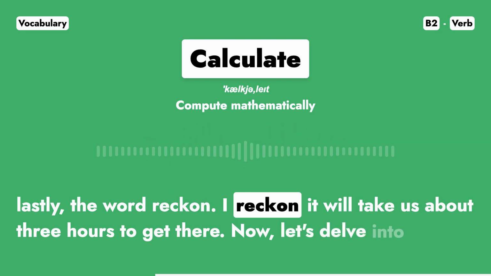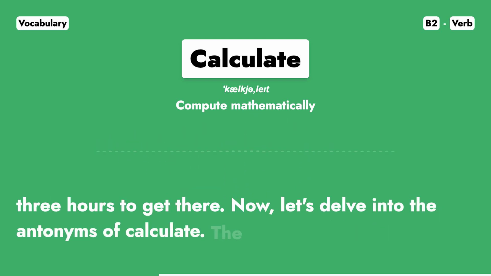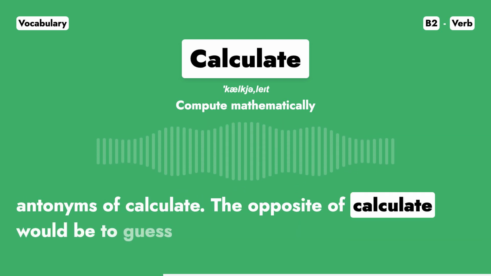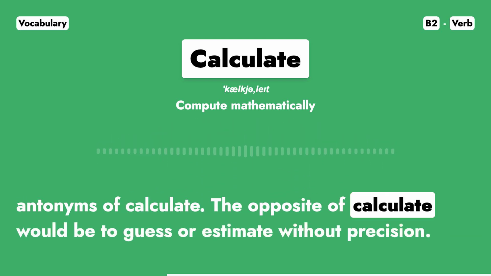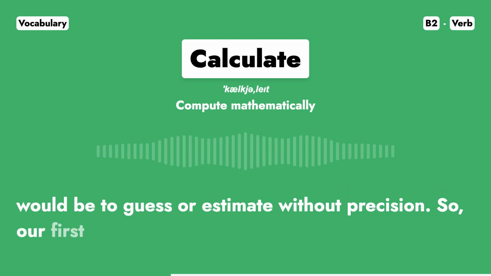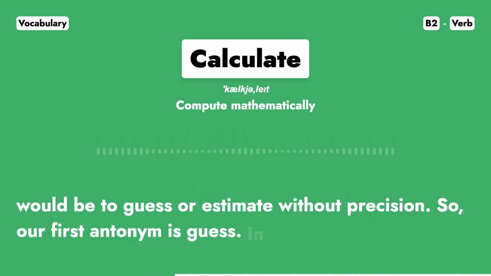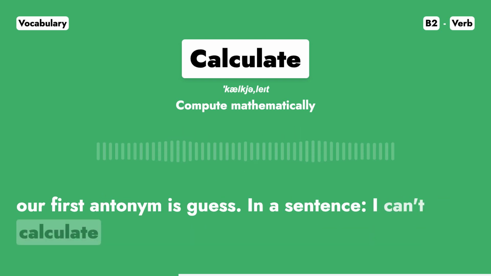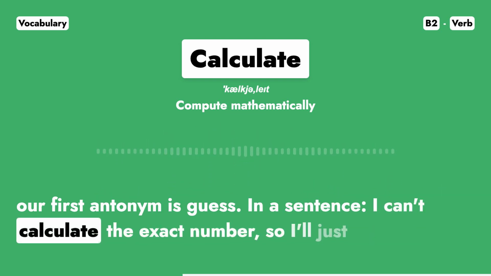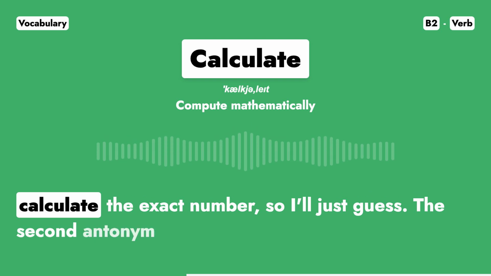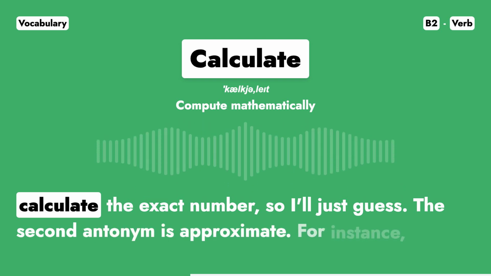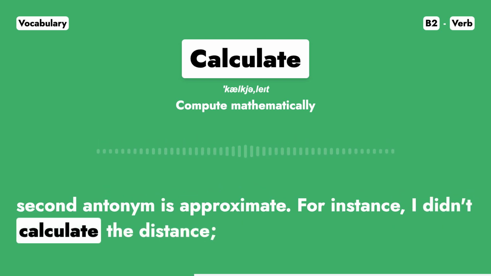Now, let's delve into the antonyms of calculate. The opposite of calculate would be to guess or estimate without precision. So, our first antonym is guess. In a sentence, I can't calculate the exact number, so I'll just guess. The second antonym is approximate. For instance, I didn't calculate the distance, I just approximated it.